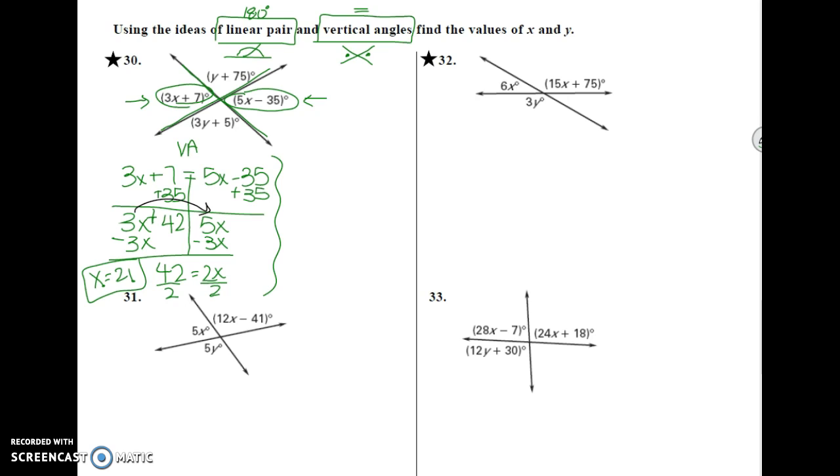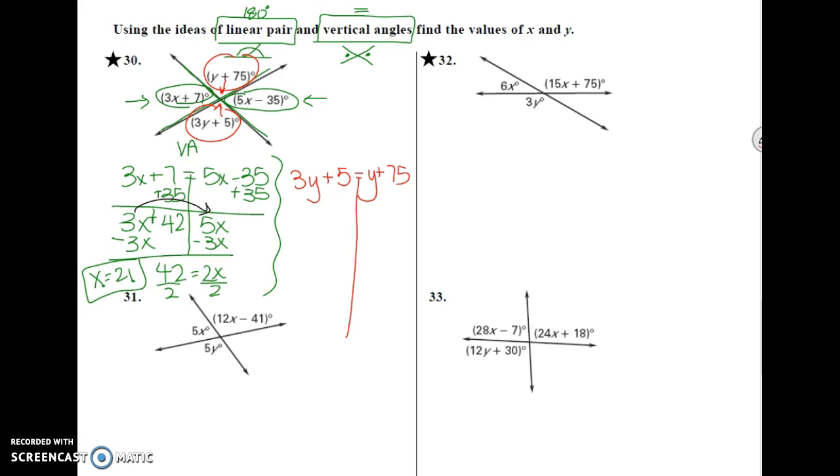Then when I look at the y's, I also know that they point at each other. And so I will do the same with the y's. 3y plus 5 equal to y plus 75. And I'll let you work that one out.